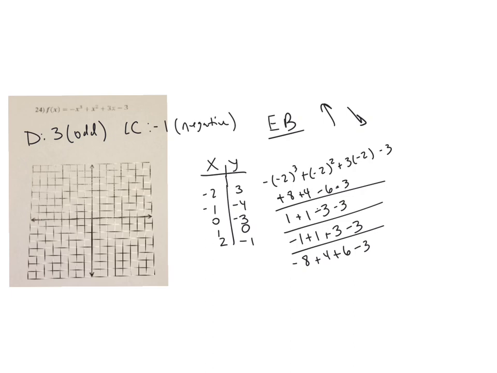So now I plot my points. I go negative 2 up to 3, put a dot. Negative 1 down to negative 4, put a dot. 0, negative 3, put a dot. 1, 0, put a dot. 2, negative 1, put a dot. So now I connect my dots with a smooth curve. And it feels like the graph wants to go that way, and that matches my end behavior. So that's it. That one's good.